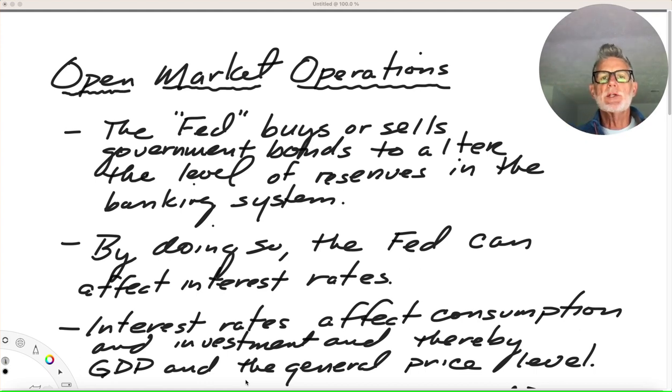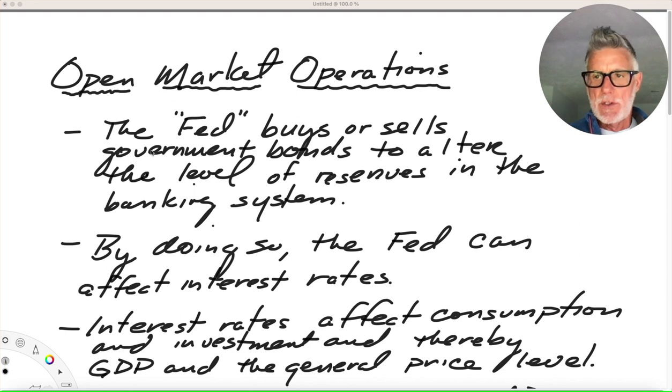Welcome. The purpose of this video is to take a look at a very, very important form of monetary policy, and that is open market operations. Open market operations are conducted by the Federal Reserve System, and what the Federal Reserve System is doing is buying and selling government bonds to alter the level of reserves in the banking system.